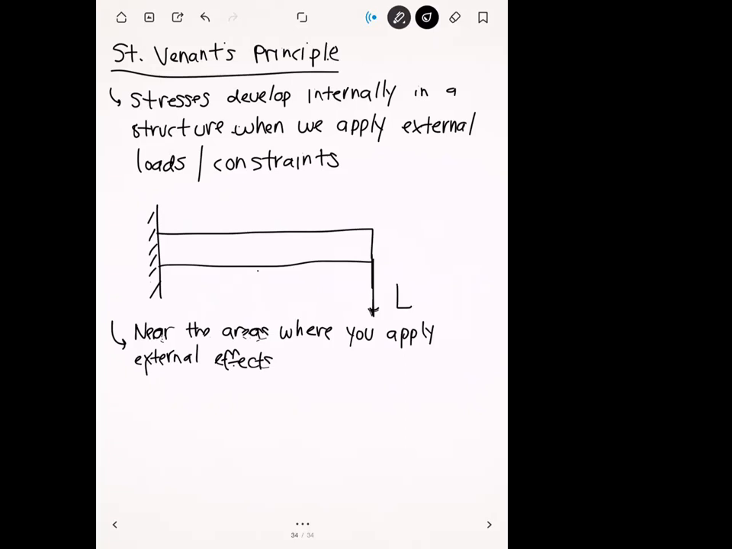This is where the solutions are going to be the most interesting. And what I mean by that is this is where you're going to have areas of stress concentration. This is where you're going to have areas of high deformation. So basically, wherever you apply the loads or wherever you apply your constraints, that's where you're going to have peaks in your finite element solution.